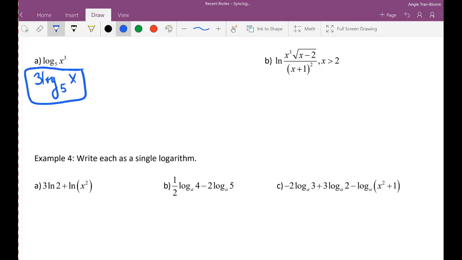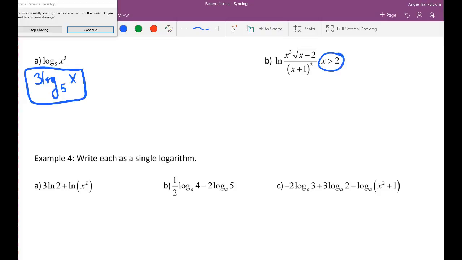Okay? All right, B. B has a lot, right? It's very involved. Natural log of x to the 3rd times square root of x minus 2, divided by x plus 1, all of it squared. What is this right here? x greater than 2. What is that? The domain. It gives you the restriction, since the log has to be positive, so it works all the time.